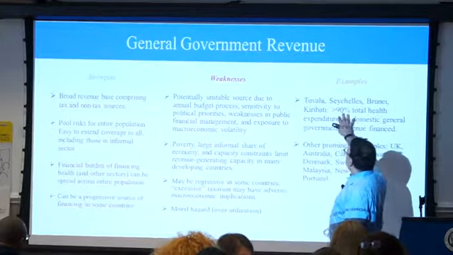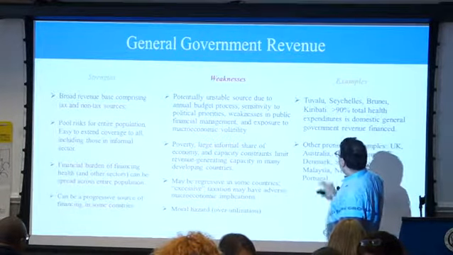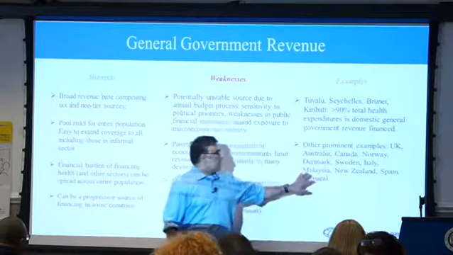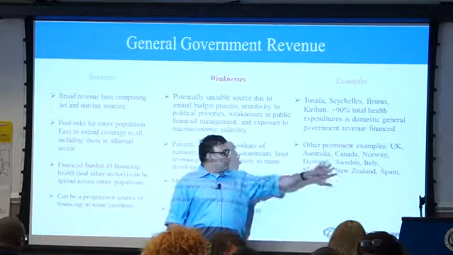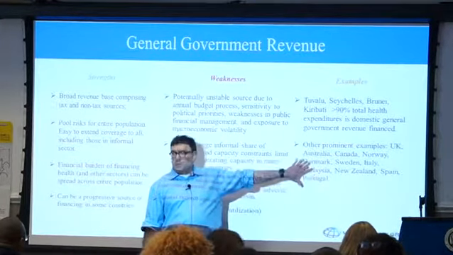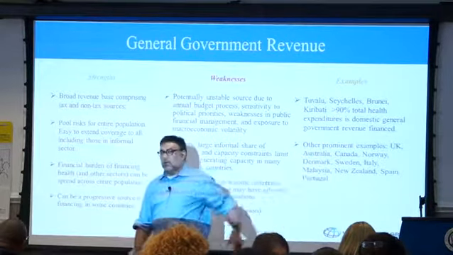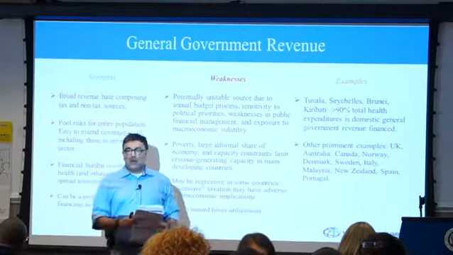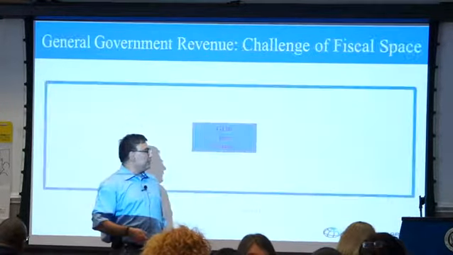Some countries where more than 90% of total health spending is government-funded are Tuvalu, Seychelles, Brunei. But there are many other prominent examples, and Sarah will be happy Canada is there. So Australia, Canada, Norway, Denmark, Sweden, Italy, Malaysia, New Zealand: the largest source of financing is general government revenues. They don't have social health insurance. So this is an example of another modality of financing healthcare.